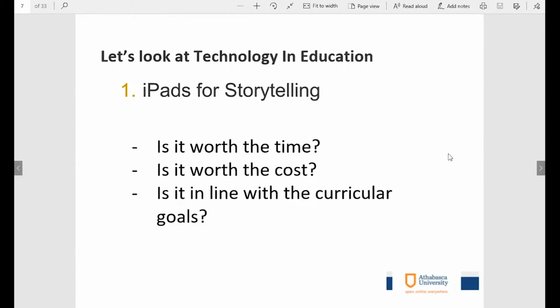So taking a look at that, back to this iPads for storytelling or a tablet, is it worth the time? Well, what did we gain by having digital creation instead of paper and pencil? Is it worth the cost? Because there's the cost of the iPad, the cost of electricity, the cost of the apps. And is it in line with curricular goals? Is the intention to make a story that needs to be shared?